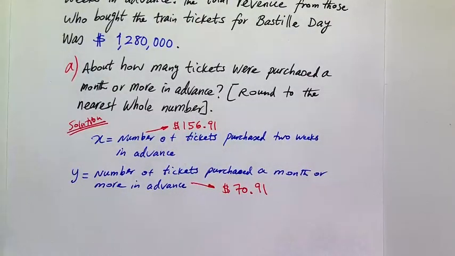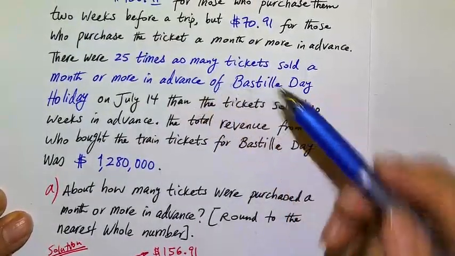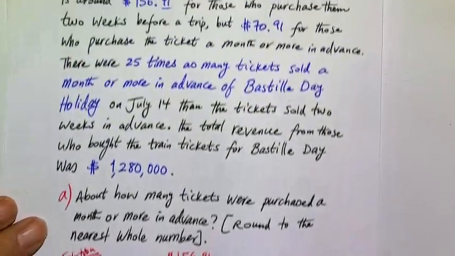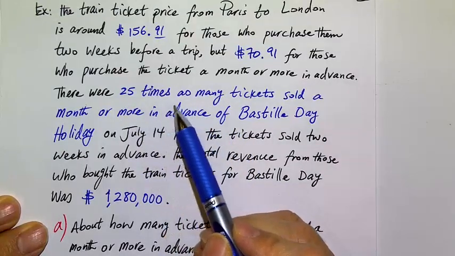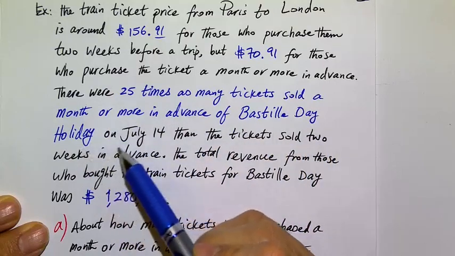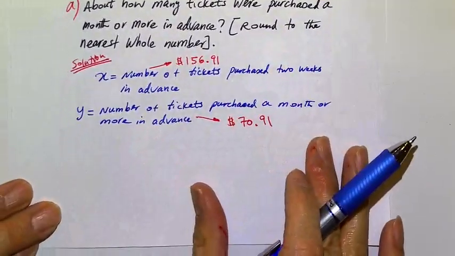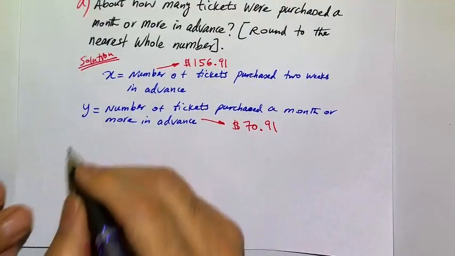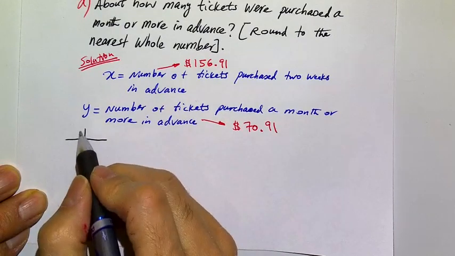Right? So, and then we have a statement here. Notice that we introduced two variables, so we're going to need two equations to answer this question. One of the equations can come from this statement: 25 times as many tickets sold a month or more in advance of Bastille Day holiday on July 14th than the tickets sold 2 weeks in advance. Okay, so let's set up a table like we did for the previous one. And I'm hoping you've already solved this problem, so you're just confirming what you've done with what I'm doing.